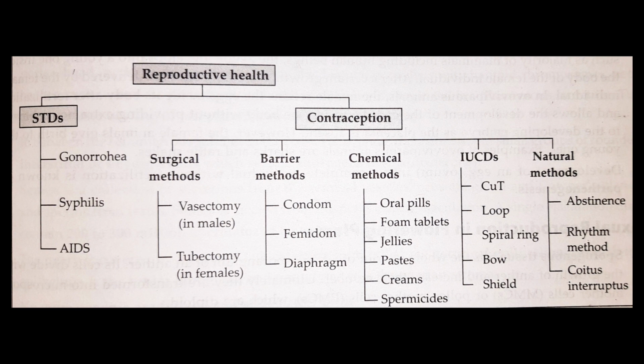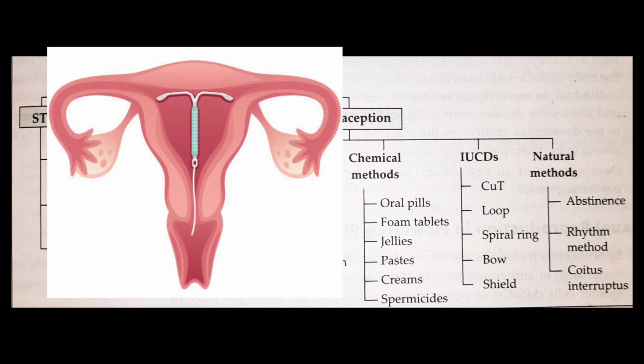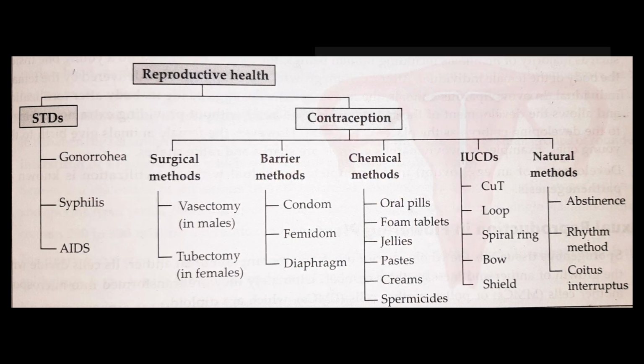Next, IUCD, that is intrauterine contraceptive devices. These are contraceptive devices made of copper, plastic or stainless steel. A copper T is inserted in the uterus by practicing doctor or a skilled nurse and left in place. It prevents the implantation in uterus. The other intrauterine contraceptive devices are loop, spiral ring, bow and shield. These can be placed for a long period up to 5 years. The drawbacks associated with these devices are bleeding and discomfort. IUCDs may come out even without the woman's knowledge.